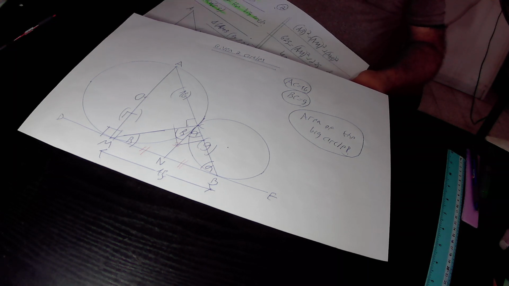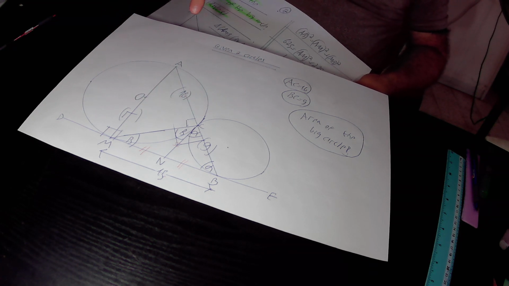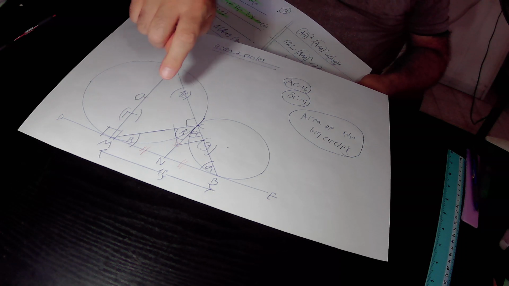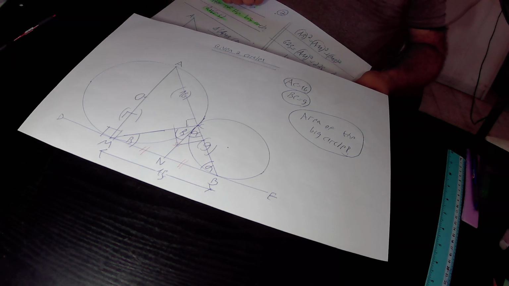So we found out that the area we are looking for in this question, that is the area of this big circle, equals 100 pi square units. In terms of numbers, the area of this big circle equals 314.159 square units. So we finish with the first question.